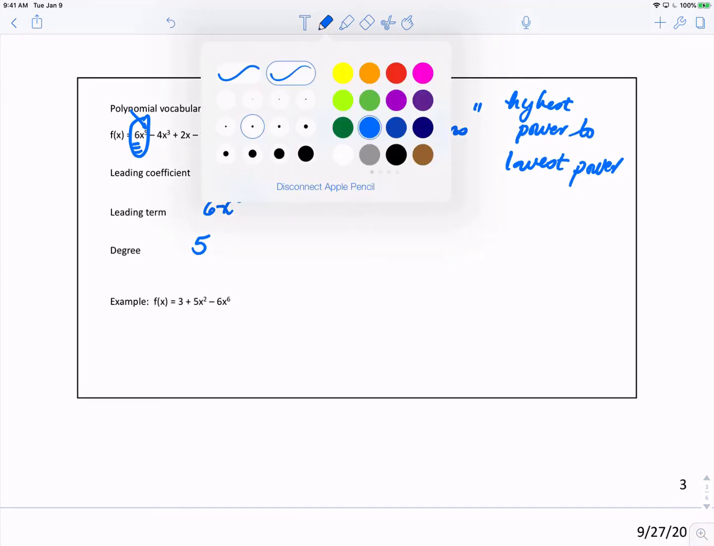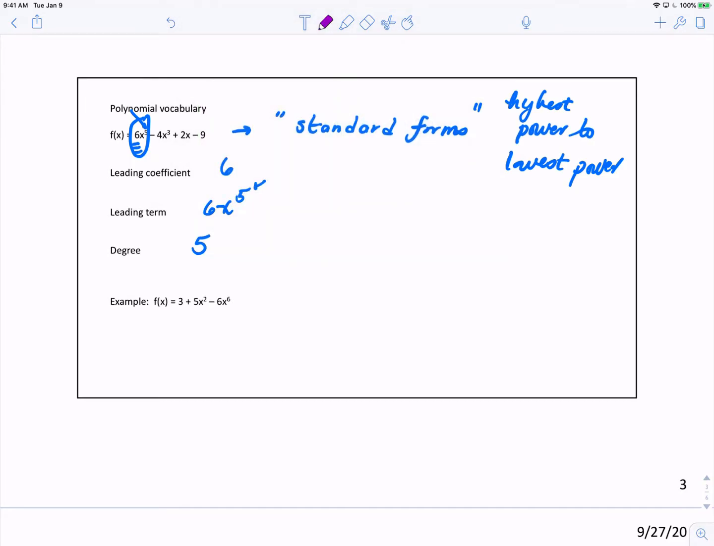Let's take a look at another example. So f of x is equal to 3 plus 5x squared minus 6x to the 6th. Before we can start talking about these things, we have to first put it in standard form. So we're going to rearrange it from highest power of x to lowest power of x. And now we can talk about the lead coefficient. The lead coefficient would be negative 6. The leading term would be negative 6x to the 6th. And the degree of that term would be 6.